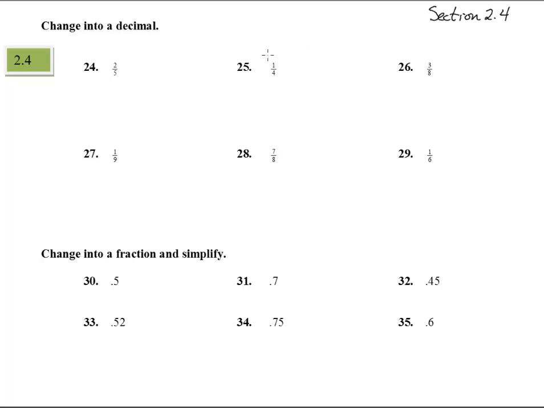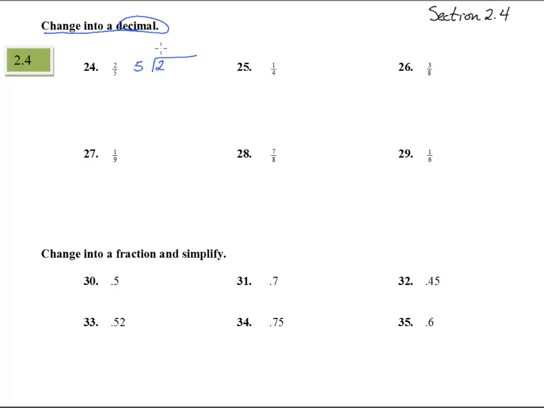Here we are in section 2.4 with the answers to 24 through 35. This one says change into a decimal. So we're going to take these fractions and make them come out as decimals instead of changing them into other fractions. So here we have 2 divided by 5.